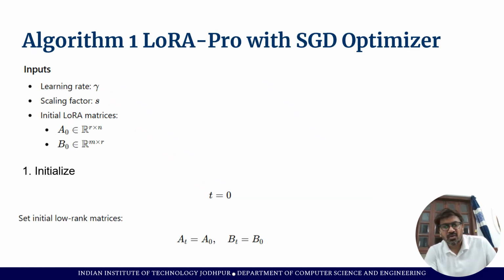So now we go through the algorithms present in the paper. The first algorithm is LoRA-Pro with SGD. The first version presented in the paper is LoRA-Pro using the SGD optimizer. This forms the theoretical foundation of the method. Let's start by initializing the variables. We set our time step t to 0 and initialize our low rank matrices A and B. This sets the starting point for our optimization trajectory.